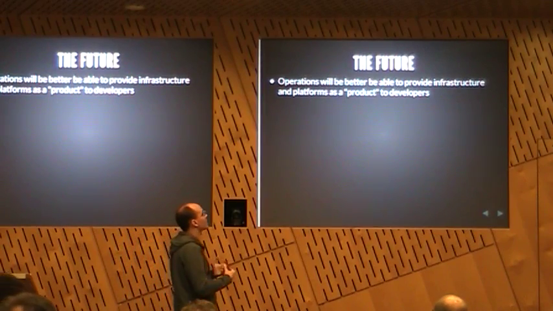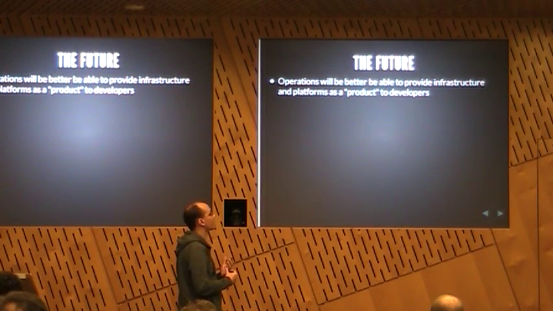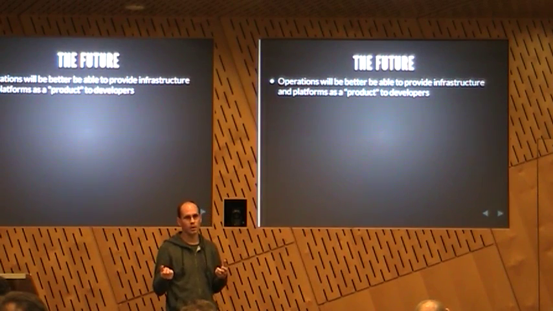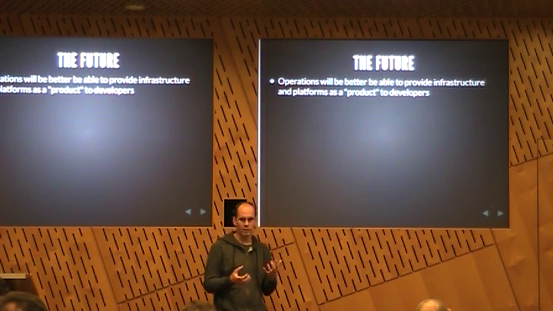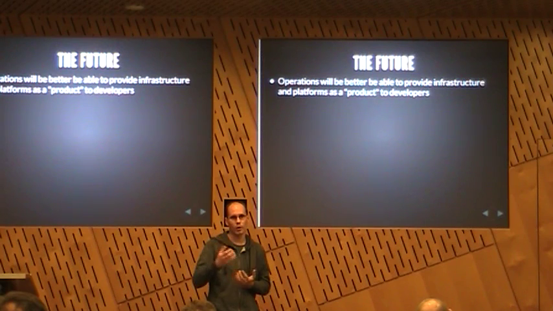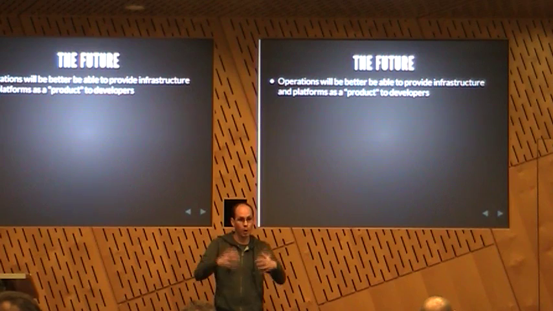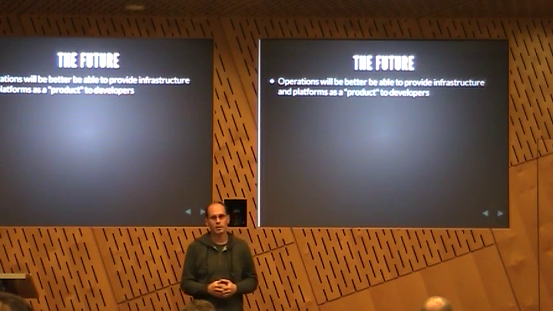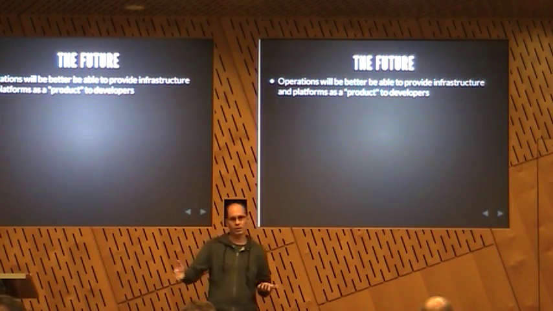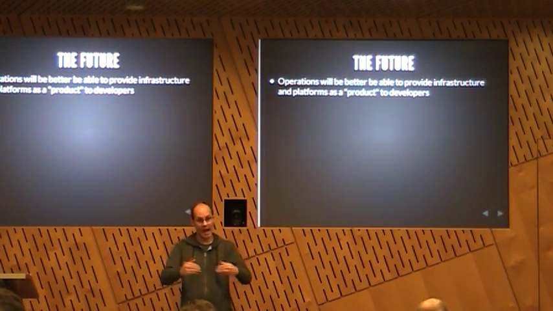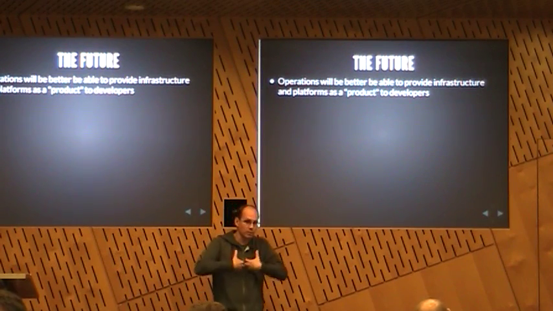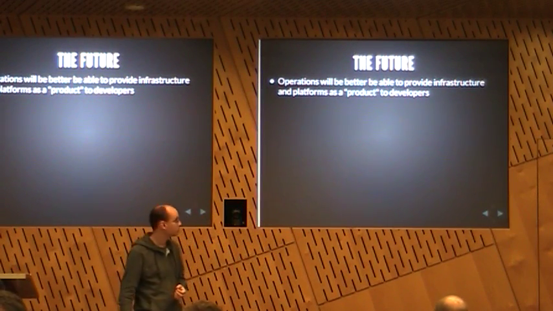I think operations with tools like Docker and OpenStack will be in a better position to provide infrastructure and platforms as a product to developers. Hopefully we'll see operations teams make a transition where they version their infrastructure and treat it as a product, not just the product you write as developers. The operations team can start to say, we're going to do sprints and provide these features of our infrastructure as a service to developers and to themselves as consumers of that infrastructure.